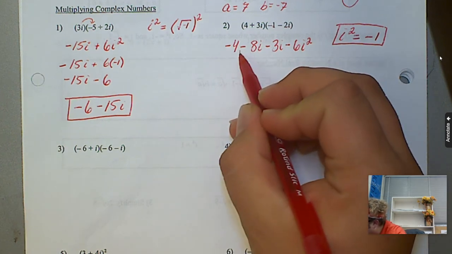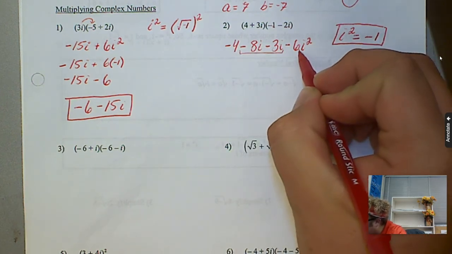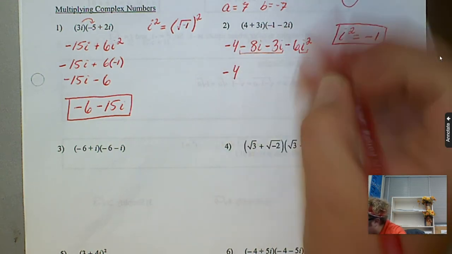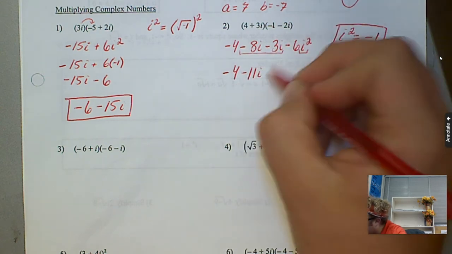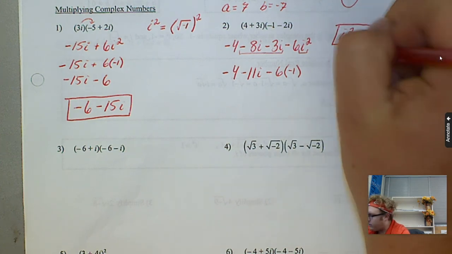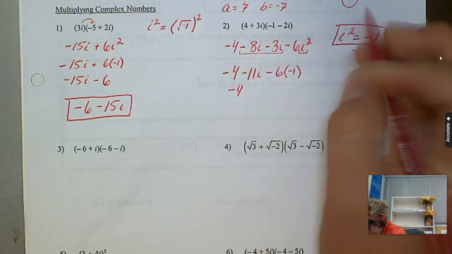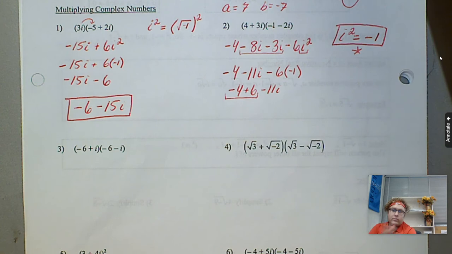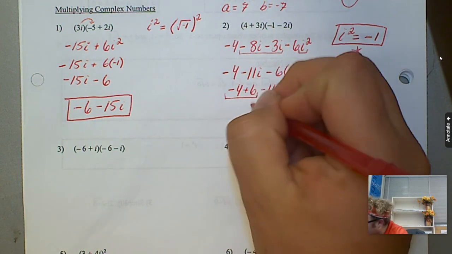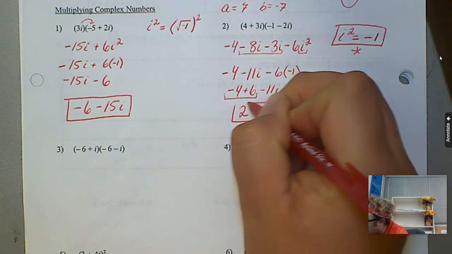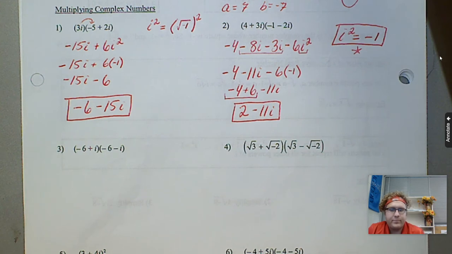Now we have two jobs. We're going to combine the imaginary terms, and we also have to replace this i squared. So I'm going to say -4, and -8 and -3 make -11i. And we have -6 times the -1 after that replace right here, and we get -4 plus 6 minus 11i. Notice that I kind of softly move that 6 over to the left because it's a real number. I'm going to combine these to get 2 minus 11i, and we're in standard form because the imaginary number is coming second. All right, that is 2 minus 11i.